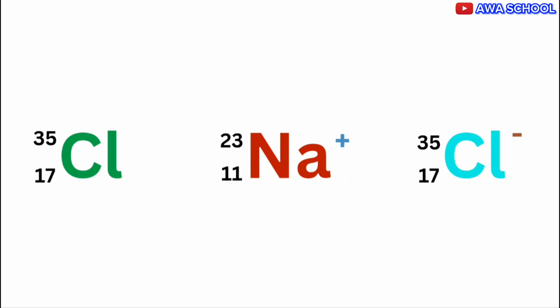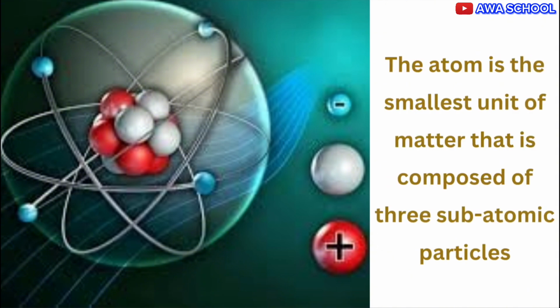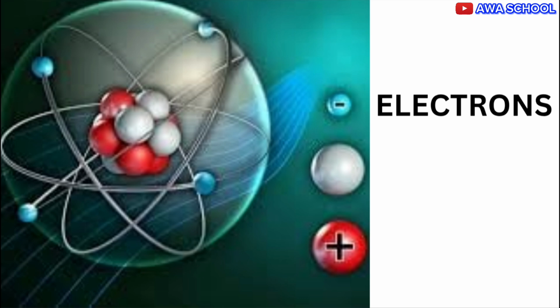Today we'll be talking about the subatomic particles. What is an atom? The atom is the smallest unit of matter that is composed of subatomic particles. Exactly. Now, what are these subatomic particles? The subatomic particles are the electrons, the neutrons, and the protons.